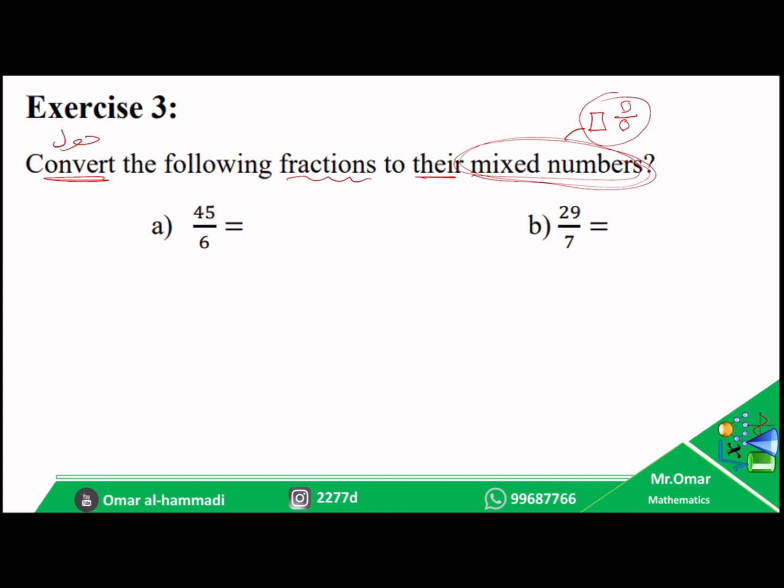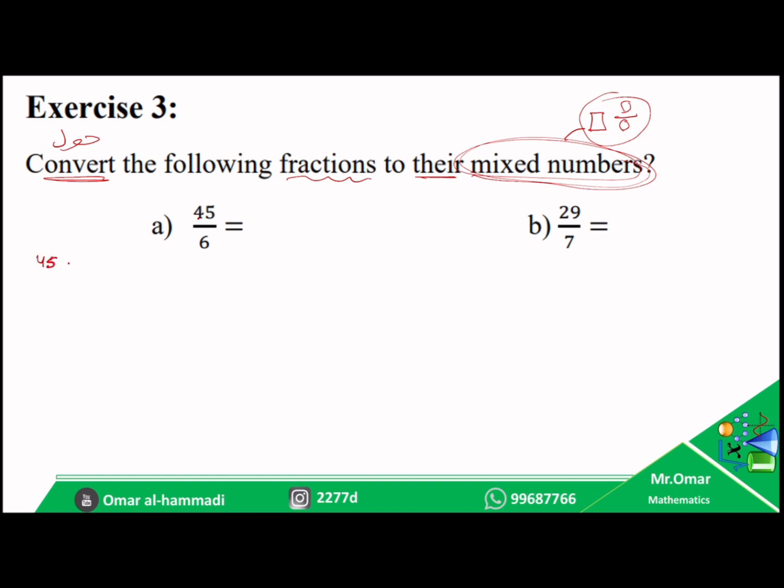This is the form for the mixed number. So, first of all, 45 divided by 6. How can we convert it to the mixed number? Just please do the successive subtraction. What do we mean by that? We subtract repeatedly, subtracting the numerator from the denominator.